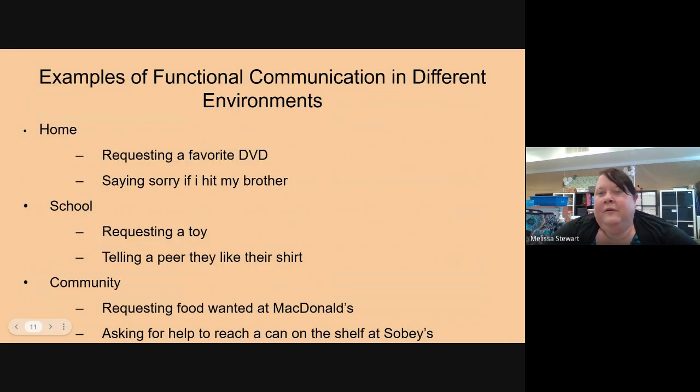Here are some examples of functional communications in different environments. So it might look slightly different at school, what they want to do or request at home. So at home, some functional communication might look like requesting a favorite DVD to be played or saying sorry if they hit their brother. At school, it might be requesting a toy from a friend or telling a peer that they like their t-shirt. And in the community, functional communication skills would be like requesting food they wanted at McDonald's or asking for help to reach a can on the shelf at Sobeys, for example, if they're too short to reach it.